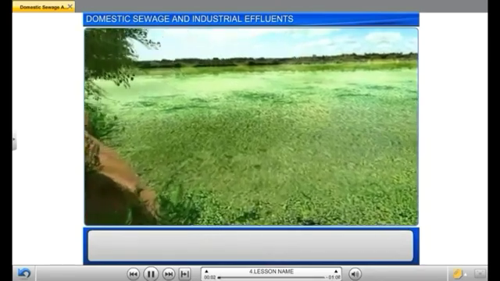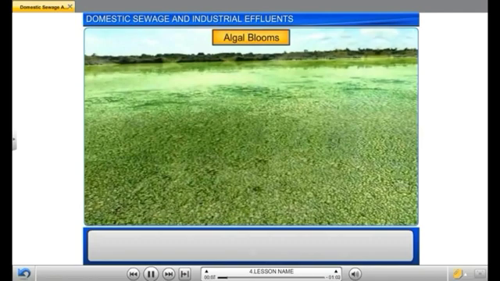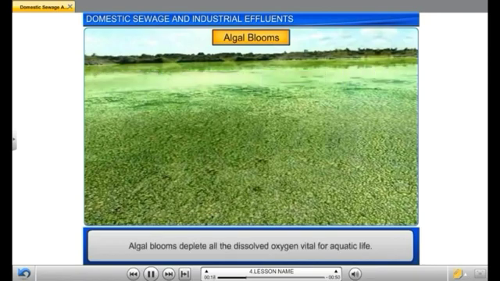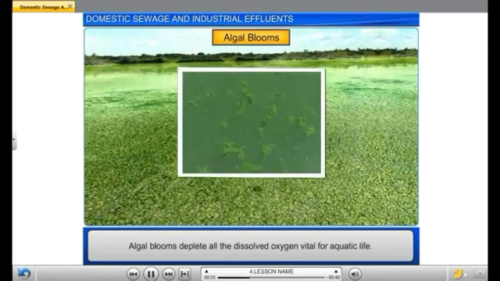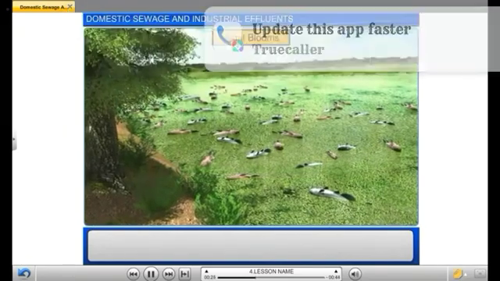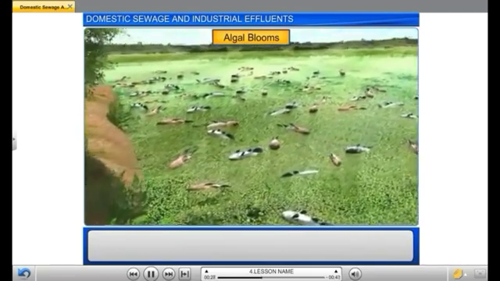Another reason for the mortality of aquatic fauna is algal bloom formed due to large amounts of nutrients such as ammonia, nitrates, nitrites, and phosphates in water. These algal blooms impart a distinct color and odor to the water bodies. Moreover, they deplete all the dissolved oxygen vital for aquatic life.